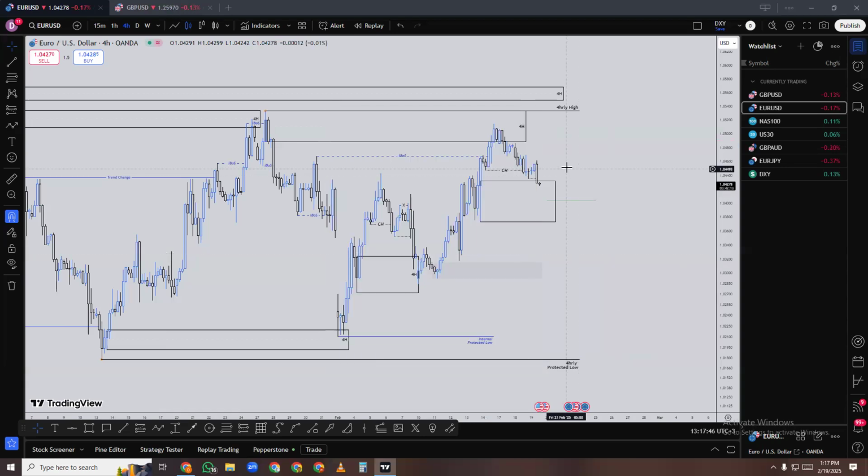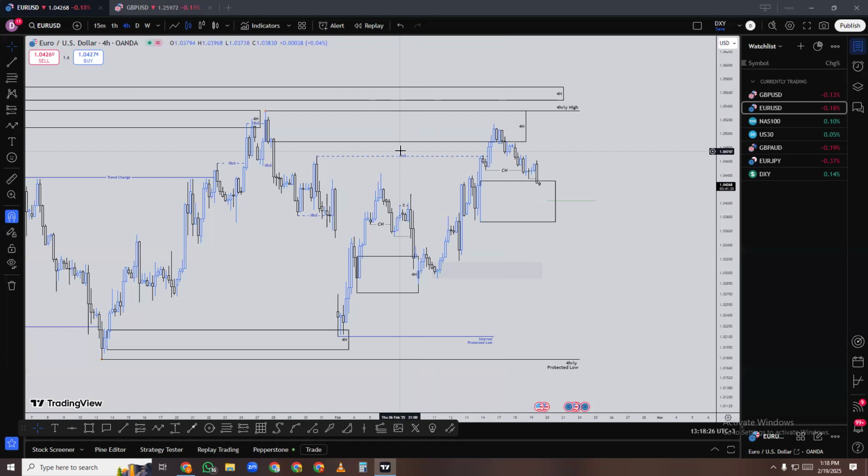So on the 4 hours, we are following the internal structure. The internal structure is quite bullish. This is where it broke structure to the upside, and as you can see, it gave us a change of character. All right, the change of character is the first sign or the first indicator that price is changing direction, or the pullback has already begun. The pullback that I'm talking about is for the internal structure.